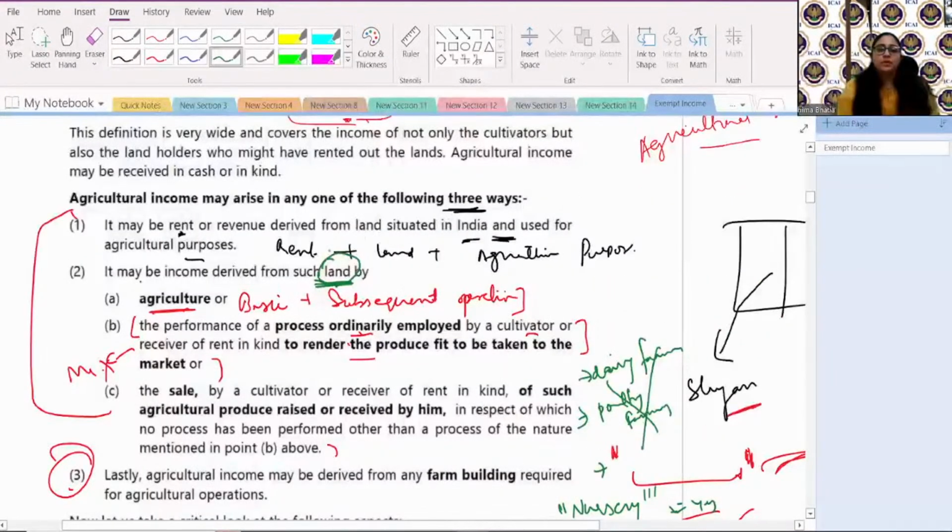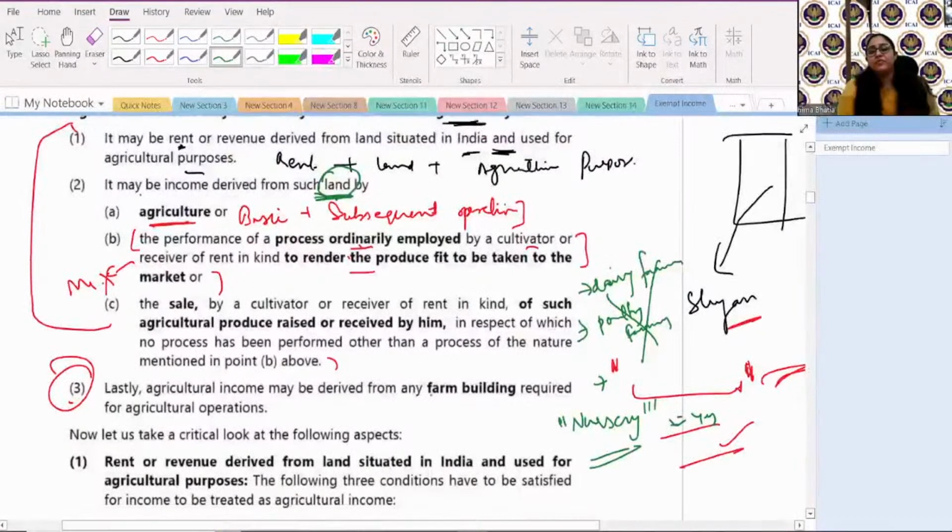Now to the last part of the definition. Agricultural income may arise in any of the following 3 ways. Lastly, agricultural income may be derived from any farm building required for agriculture operations. So if there is any income from a farm building which is used for agriculture operations, it would be your agricultural income.